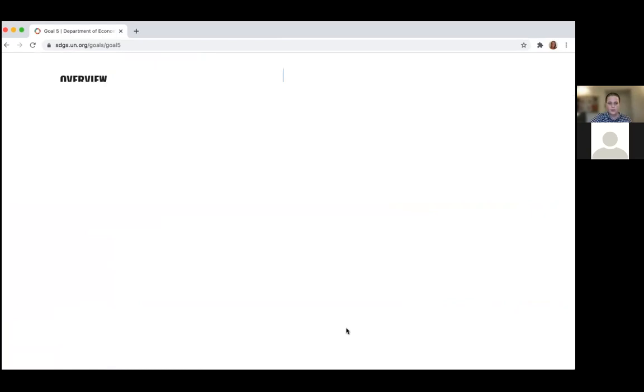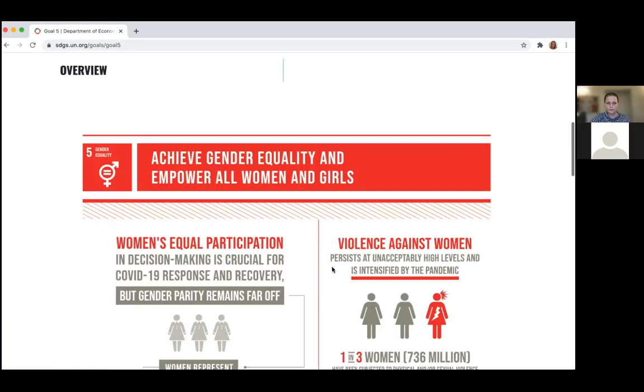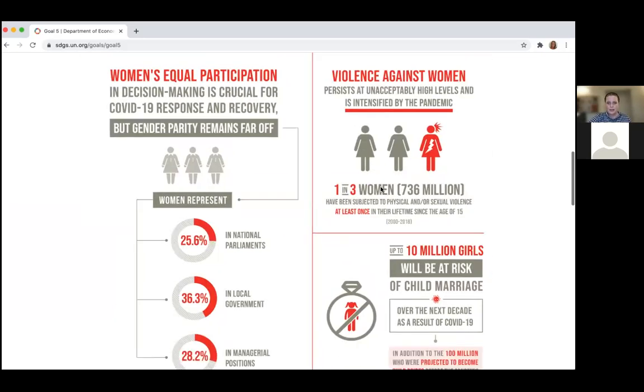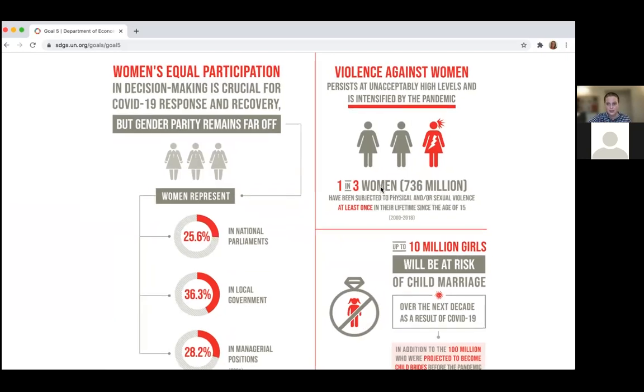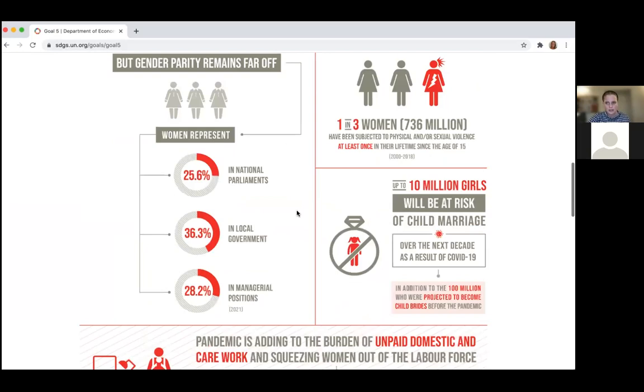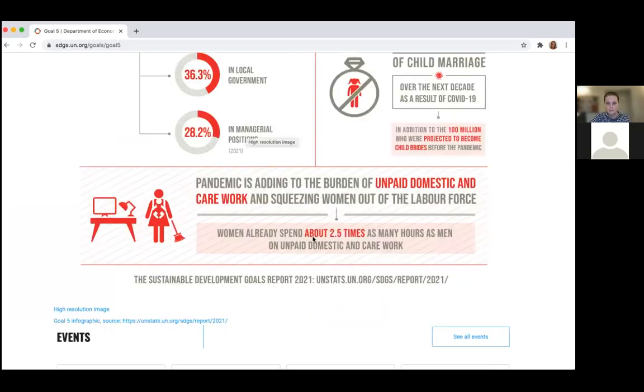So if you want to have an overview, for example, it talks about violence against women or women in power and participation in power structures. And obviously, all these infographics have now been updated with the effect of the COVID-related pandemic because it has an impact on all the SDGs. So here there is a lot of focus on the care and domestic work that women and girls do all over the world. So this is number 5, which is one of the key goals.